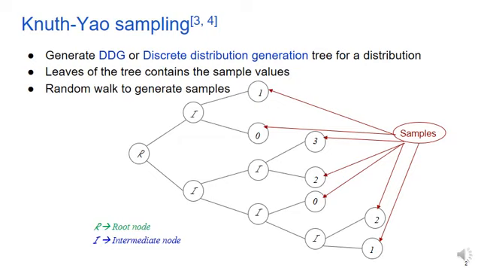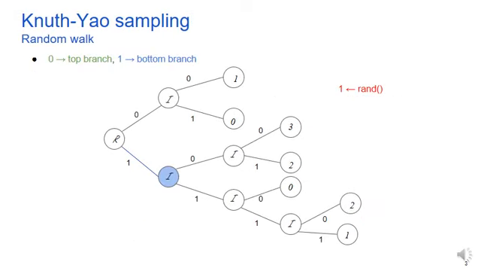Let's see how. Starting from the root, we generate random bits. Depending on the bit, we either choose the top or the bottom branch. Here our first random bit is 1, so we choose the lower branch. The next bit is 0, so we choose the top one. The next bit is 1, so we choose the bottom branch. And now we have hit a leaf node. We stop the sampling here and return the value in the leaf, which is 2, as the sample.